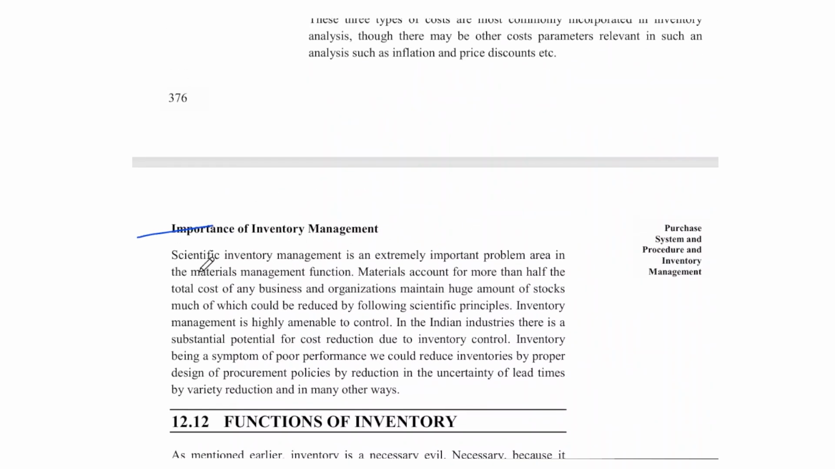And importance of inventory management. Scientific inventory management is an extremely important problem area in the materials management function. Materials account for more than half the total cost of any business and organization, which maintain huge amounts of stocks, much of which could be reduced by following scientific principles. Inventory management is highly amenable to control. In Indian industries, there is substantial potential for cost reduction due to inventory control. So, inventory being a symptom of poor performance, we could reduce inventories by proper design of procurement policies, by reduction in the uncertainty of lead time, by variety reduction, and in many other ways.